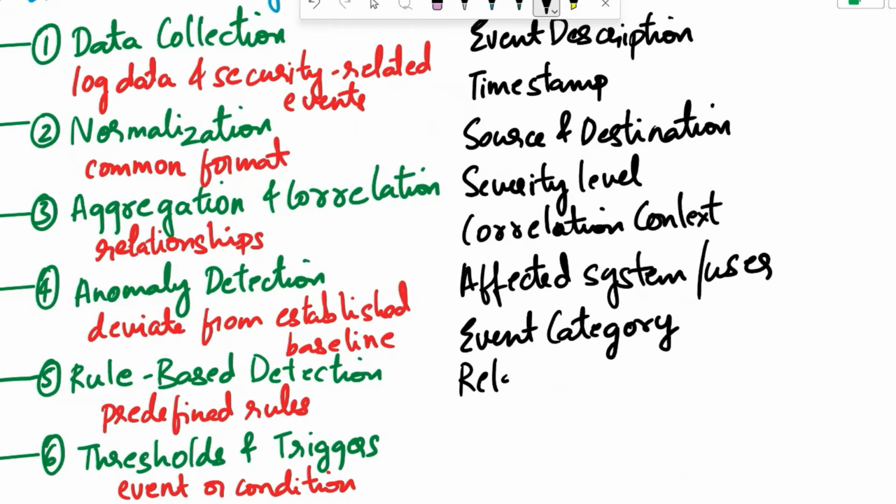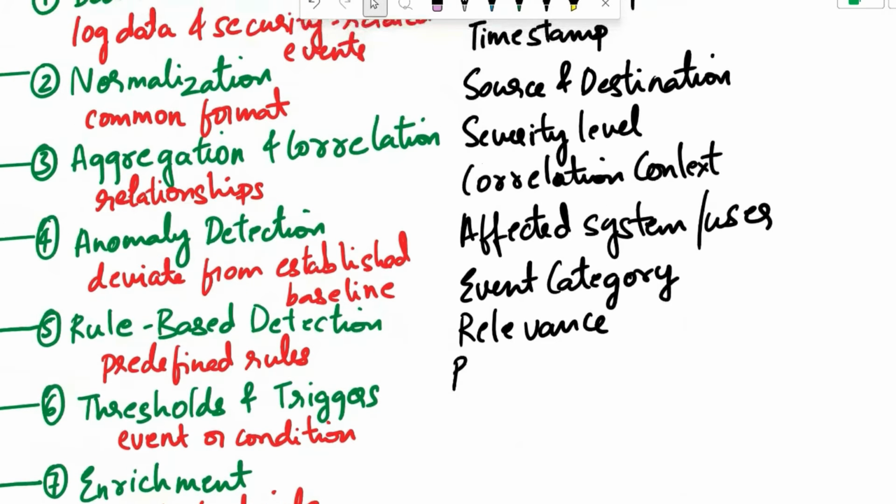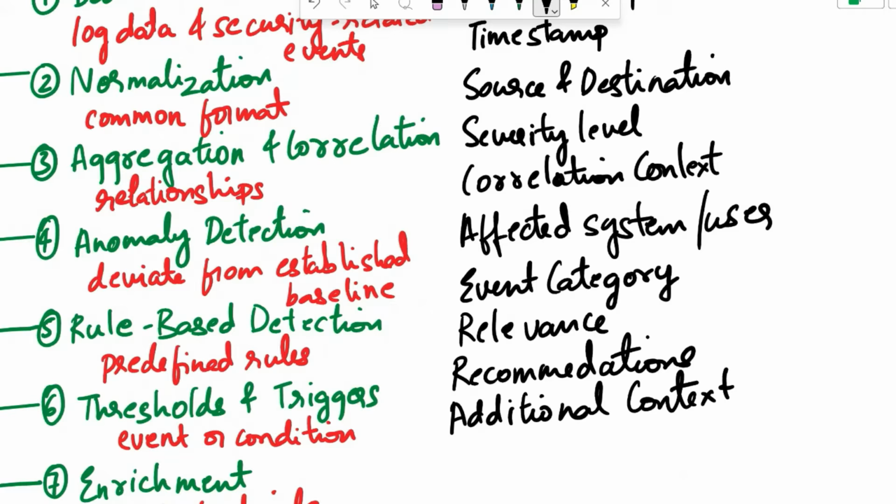Next one is the relevance. This should answer the question why the event is considered relevant or potentially malicious. Next one is recommendations. This is guidance on what action should be taken in response to the alert. This might include steps for mitigation or further investigation. Then additional context. This is enrichment data such as threat intelligence information that provides more context about the event. So, in summary, the effective alert should provide security teams with enough information to understand the nature of the potential threat, assess its severity, and initiate appropriate response measures.